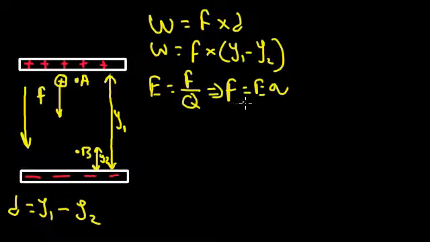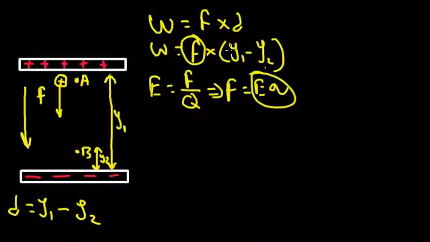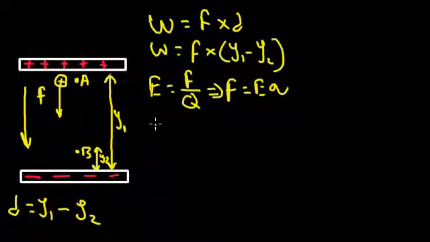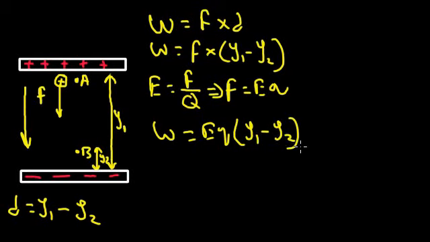So what we want to do at this point is, instead of F right here, we want to replace it with EQ. So therefore, we now have the work done to be equal to EQ multiplied by y1 minus y2. Perfect. Okay, we are progressing.